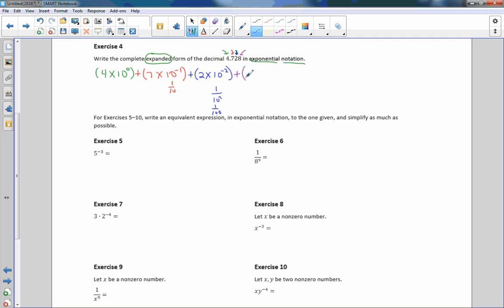And now we do plus, put the number that is in the position, times 10, and this time it's going to be to the negative 3, because 10 to the negative 3 is 1 over 10 to the positive 3, which is 1 over 1,000, which is 1,000th, 8 1,000ths. So this is the expanded form of 4.728.